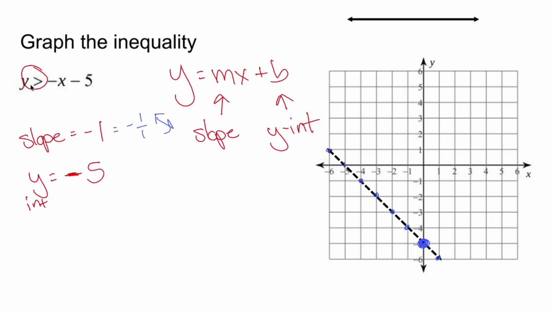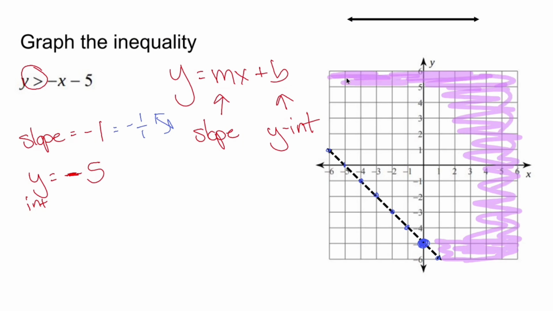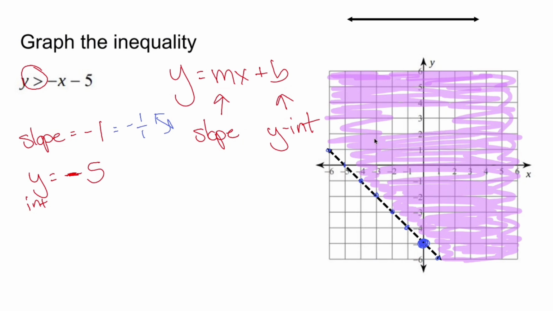Now, the other thing that we're looking at is the fact that this is greater than. So when it's greater than, what you do is you shade above the line. Now, I'm not going to completely shade this because then this video would be half an hour long, but we're going to shade above the line. Now, as I'm shading, this is what this means. Any point in this purple shaded region is a possible solution to the original problem.